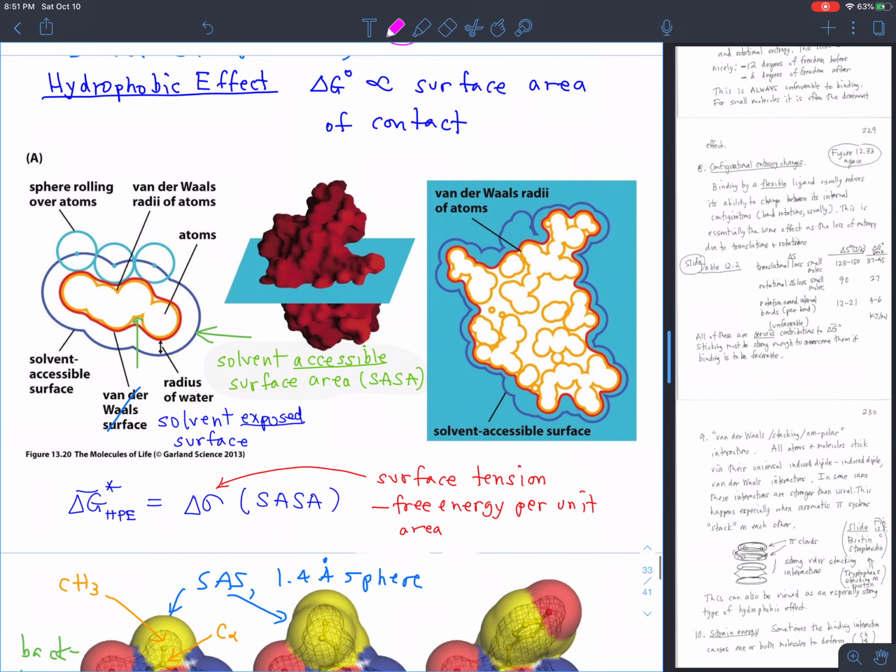And this is not in your book, I don't think, or maybe I don't remember if it's in your book or not, but we can quantify the size of the hydrophobic effect in the following way.